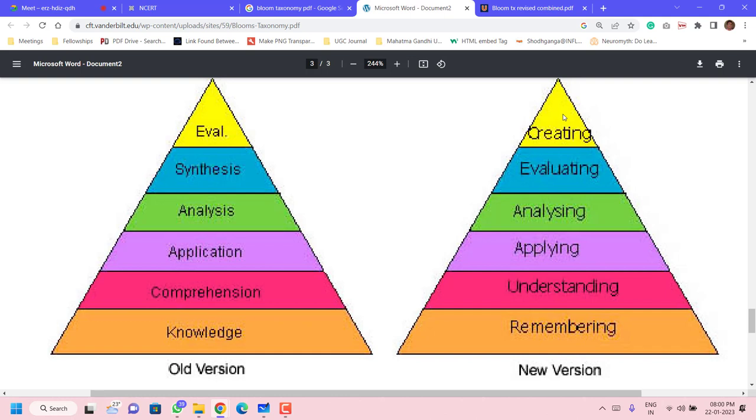So three things are there. One is that it changed from noun to verb. Another is that at the top it is creating, and there is a shuffling. So we will see all those things, why Anderson has proposed this. We have prepared this taxonomy to write and decide the learning objectives: why we are teaching, and what we want to achieve through the teaching.